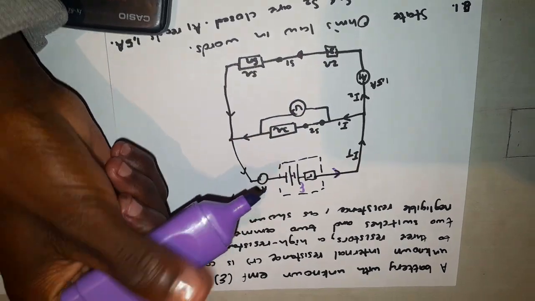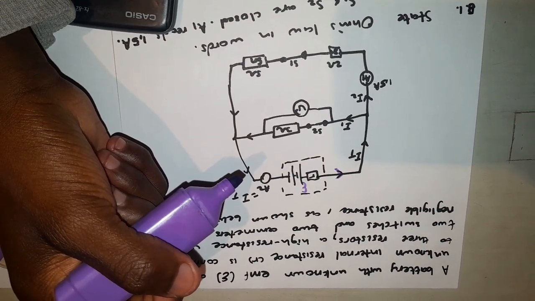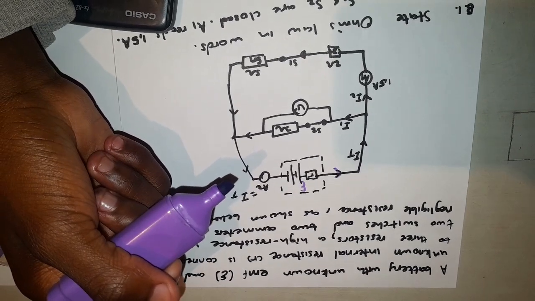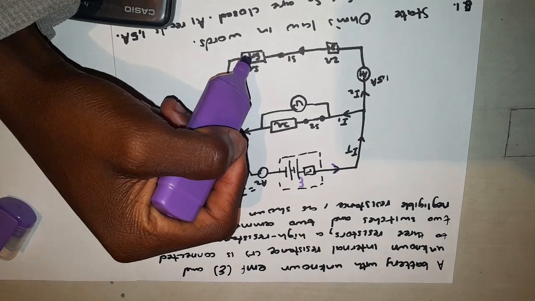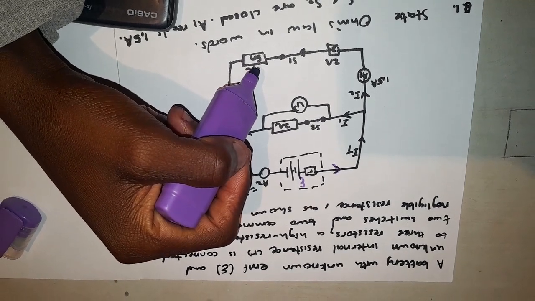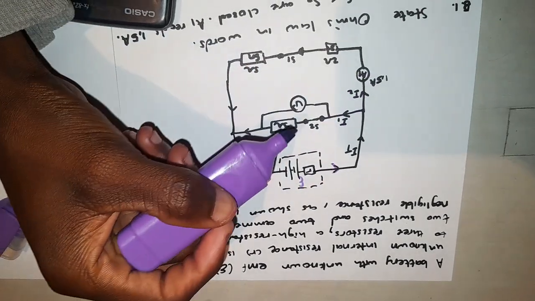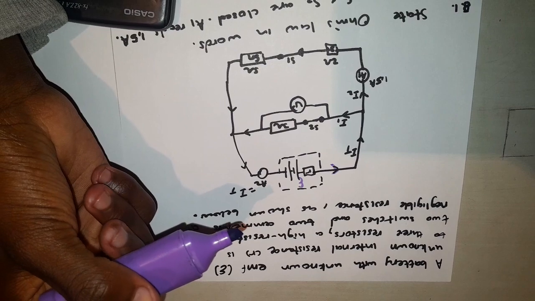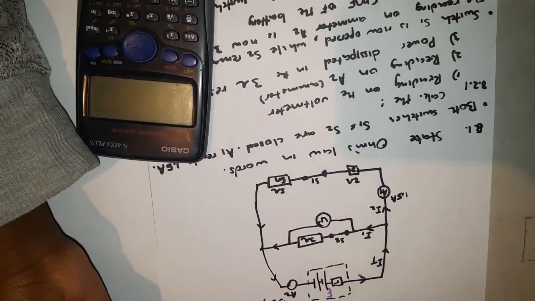We know that these two are in series to each other, and the same current, 1,5 A, passes through these two resistors. Okay, so now let's start with the first question.